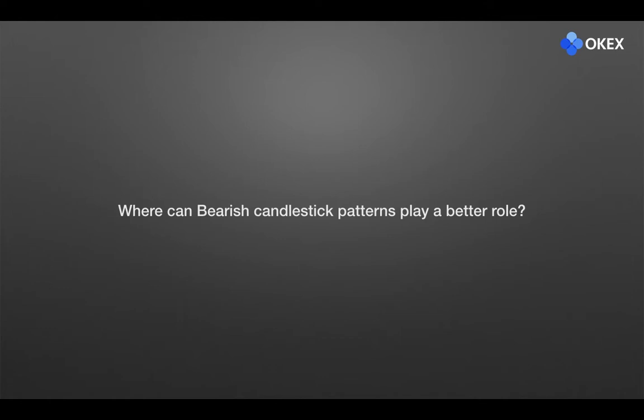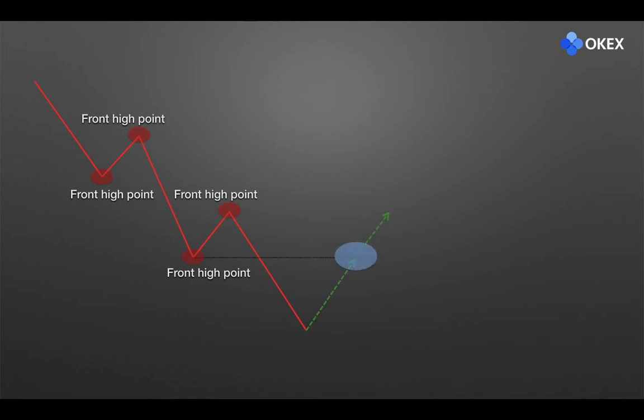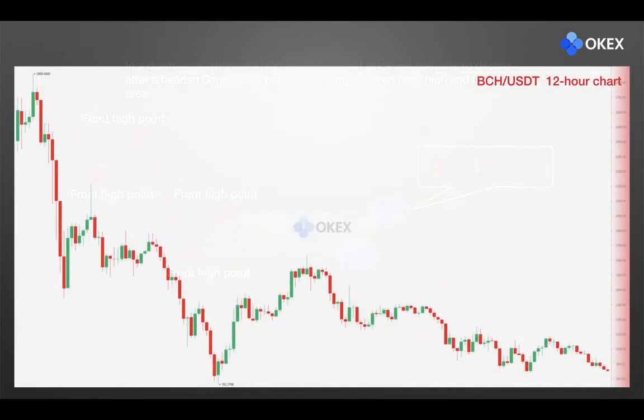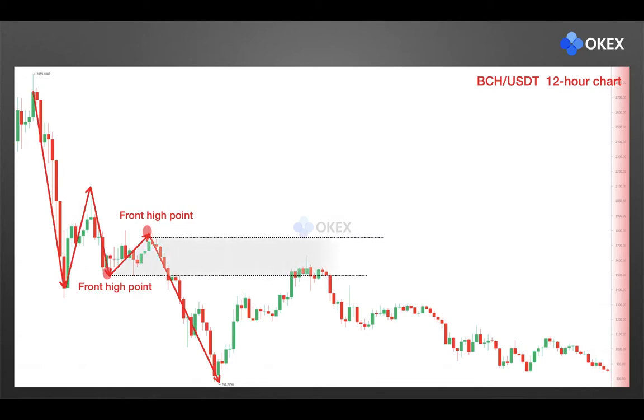Now, let's learn about how to use bearish chart pattern to determine price targets. In the first scenario, the previous high and low can be very critical levels. If the price reaches the mentioned level again, and a bearish chart pattern appears, a price fall will very likely happen. In this OKEx BCH to USDT 12-hour chart, a tower top pattern is spotted after the price reaching the critical level. The market becomes very bearish afterwards.